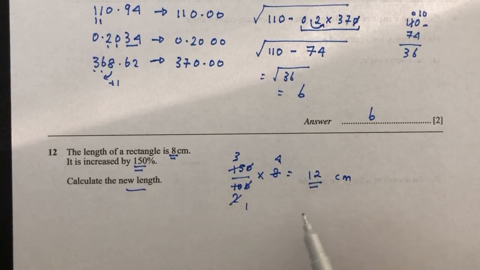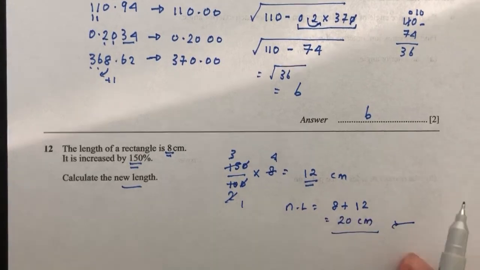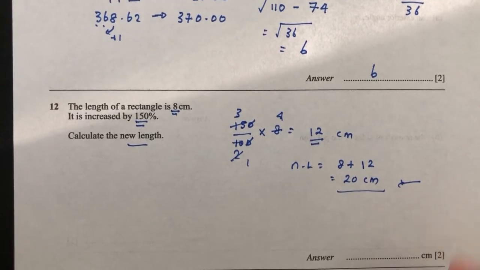So what is the new length? New length will be initial length plus the amount increased. That will be 20 centimeters. So your answer for question 12 will be 20 centimeters.